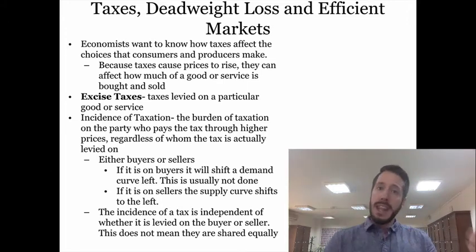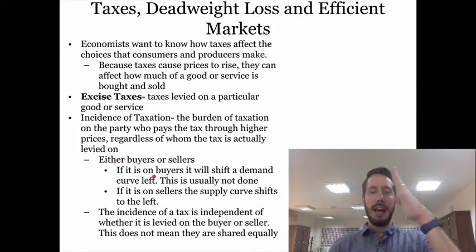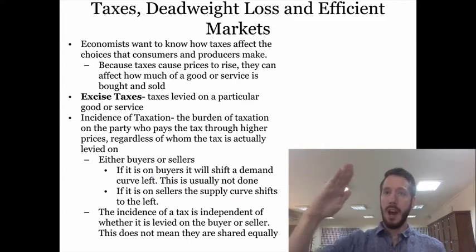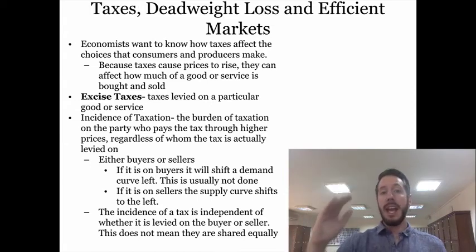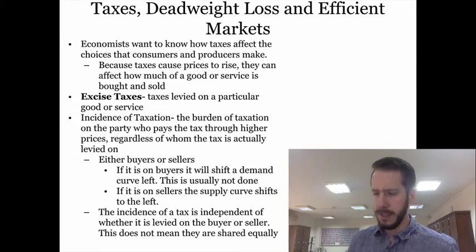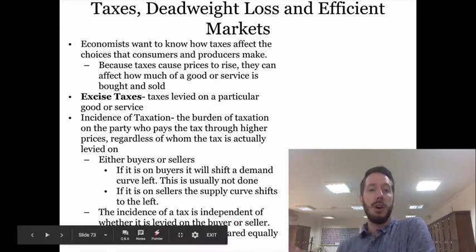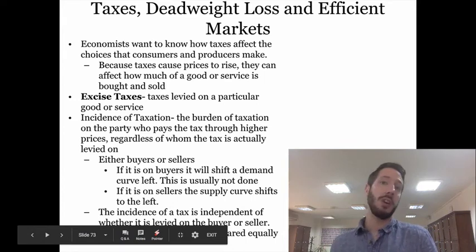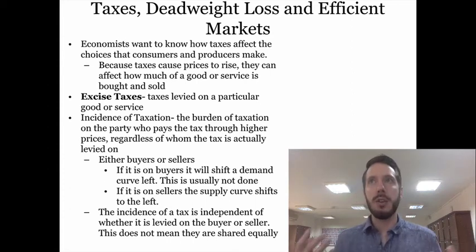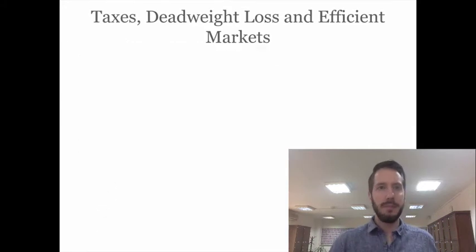Now, if the incidence of taxation is on buyers, it's going to shift the demand curve to the left. Sorry, I keep thinking I know my left from my right. It's going to shift to the left because demand is going down. And if it's put on sellers, it's also going to shift to the left because it's going to hurt the supply of a particular good or service. Now, the incidence of the tax is independent of whether it's levied on the buyer or seller. Sometimes it's shared equally. Normally, in real-life situations, it's not all put on one particular group. It's shared so that you don't influence the number of people who buy or sell that good too much.